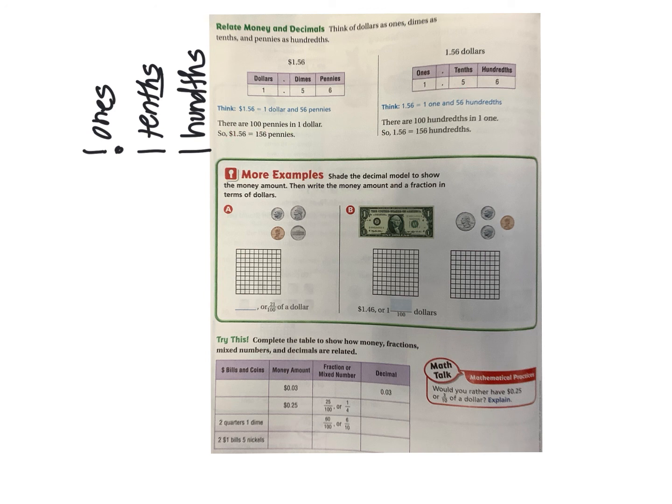There's 100 pennies in a dollar, so 156 is 156 pennies. There are 100 hundredths in $1. So $1.56 is 156 hundredths. 156 pennies, 156 hundredths. Shade the decimal model to show the money amount, and then write the money amount and a fraction term in dollars.